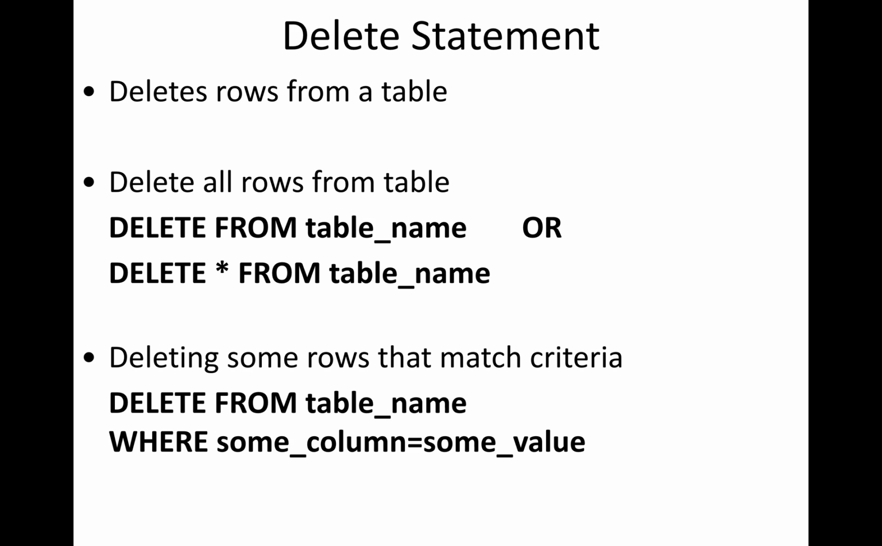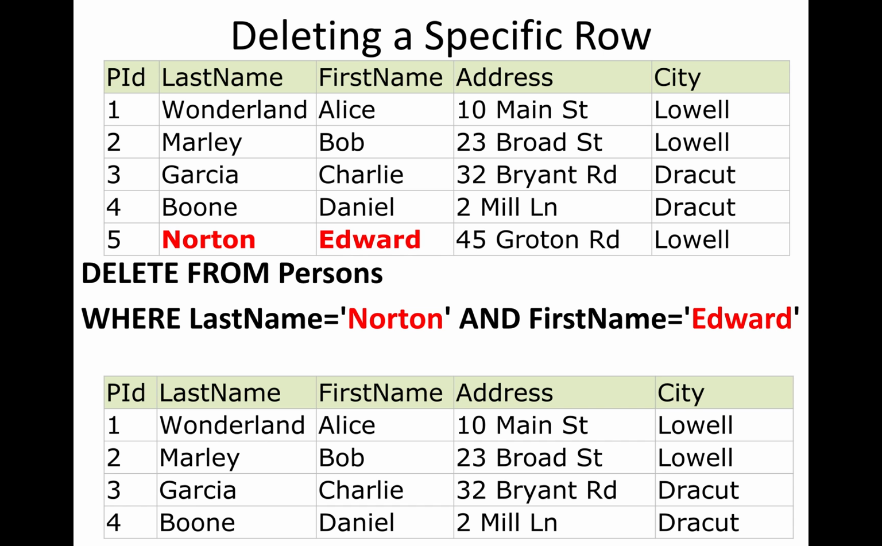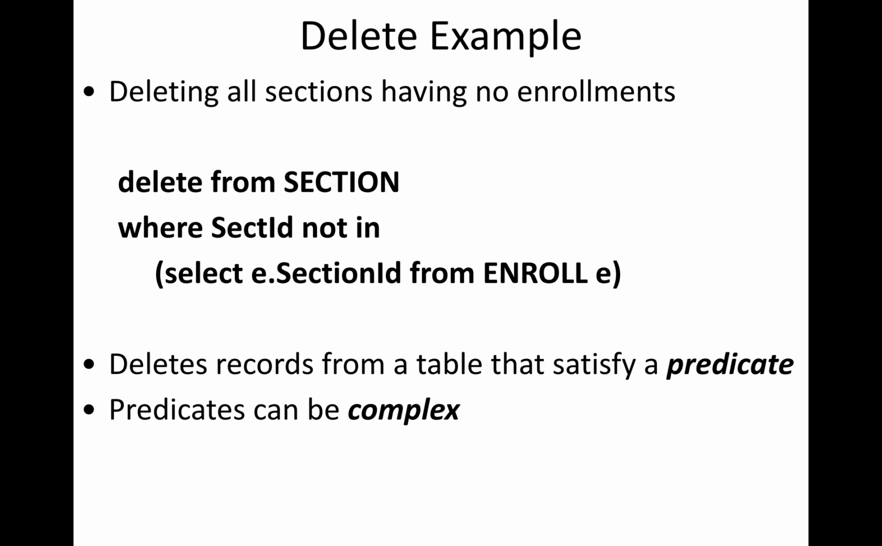You can match it up with a where clause, where you can identify exactly which records you want to remove. So you can say some columns, so only the records that meet the criteria in the where clause would actually be removed. So here, for instance, we're removing the last record, Norton Edwards, and they're gone from the table.